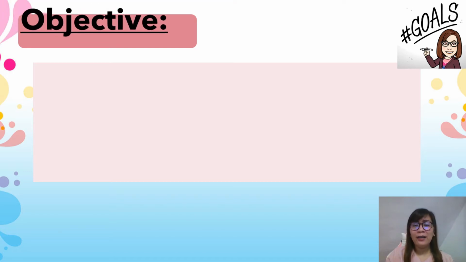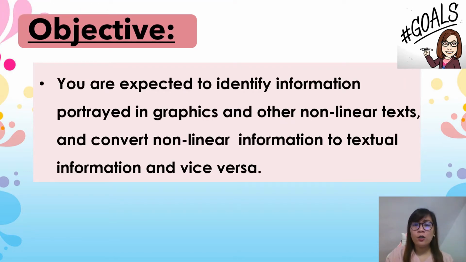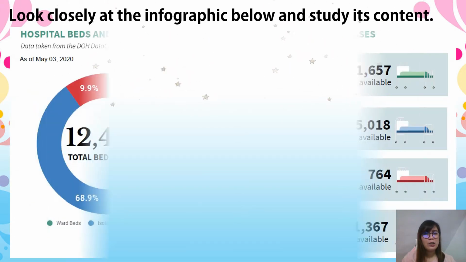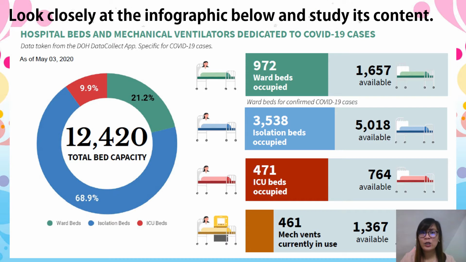For our objective in our lesson, you are expected to identify the information portrayed in graphics and other non-linear texts and convert non-linear information to textual information and vice versa. To begin with, we are going to have this infographic. So what are you going to do? Just look closely at the infographic and study its content. When I say study its content, look at the figures, the statistics, and information inside the infographic. Are you looking at it? Good.